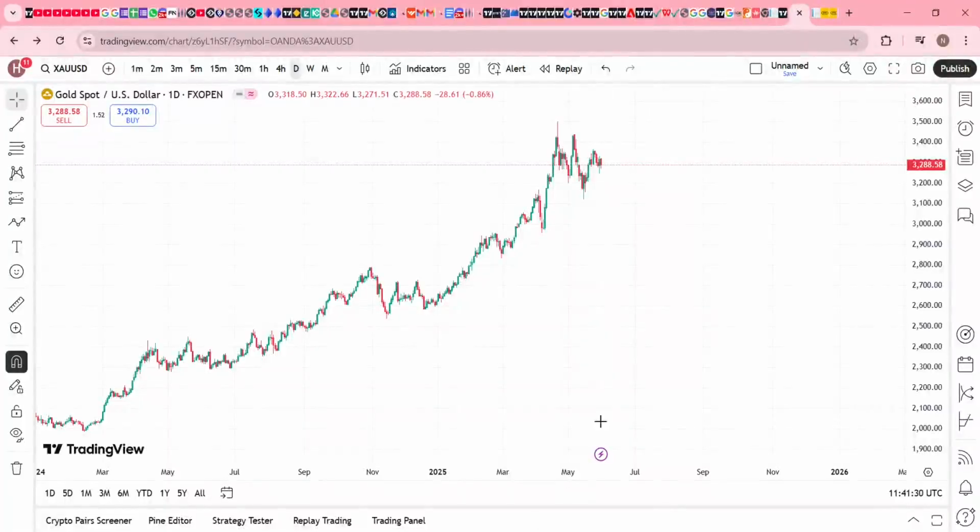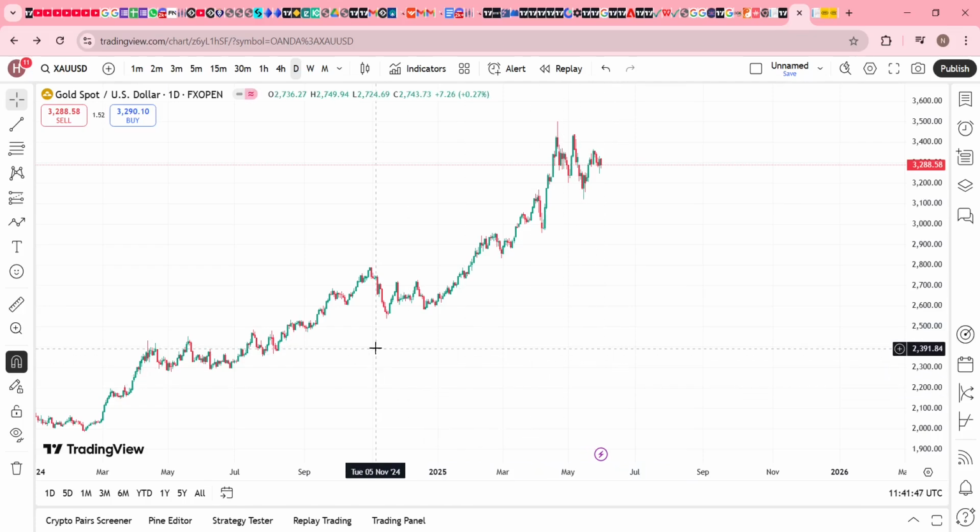Today we are going to do a market analysis for gold to see the overall direction of gold for the week and possibly get some trade entries for tomorrow, Monday, upon the London session. So today is Sunday, the 1st of June 2025.